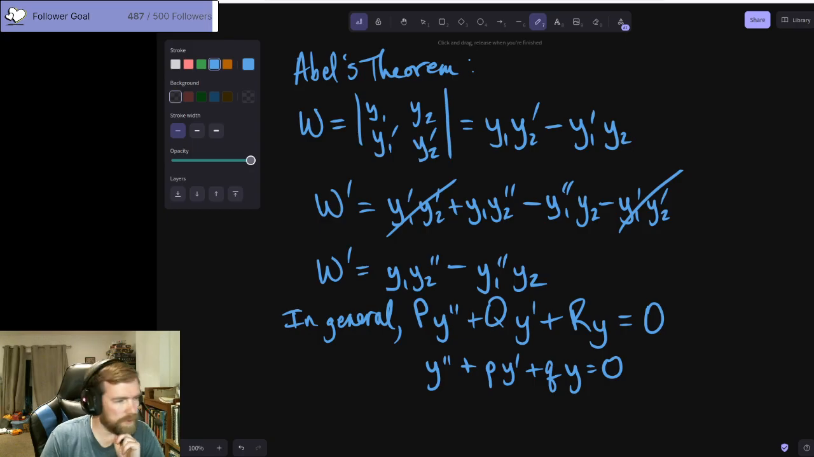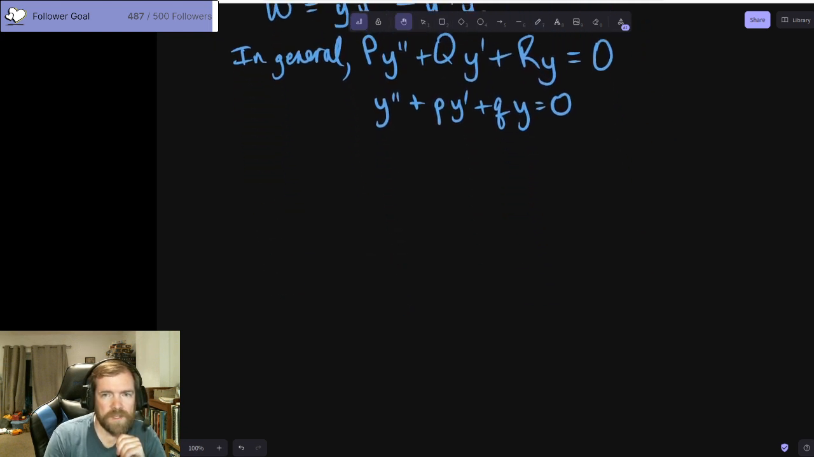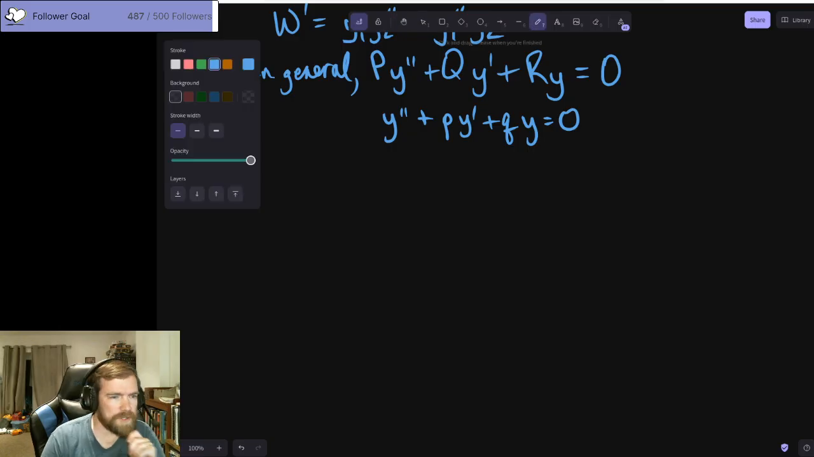So if we plug this in, this is a fun little quirk of differential equations. Let's also just check real quick here. More along the lines of algebra.